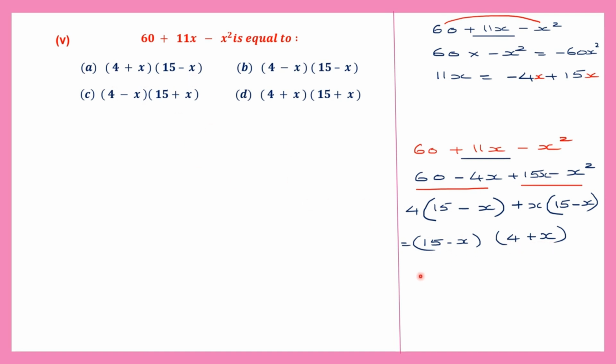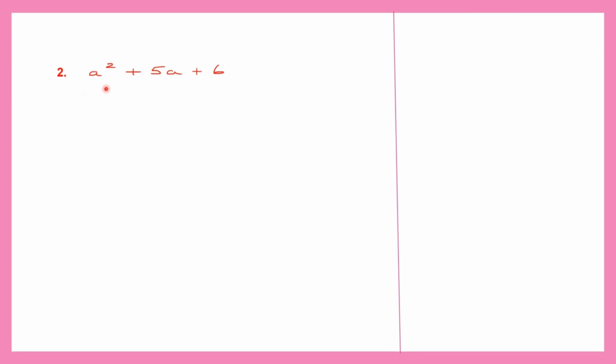15 minus x, 15 minus x. So my option A is the correct answer. Question 2, a square plus 5a plus 6. Now we need to find this.